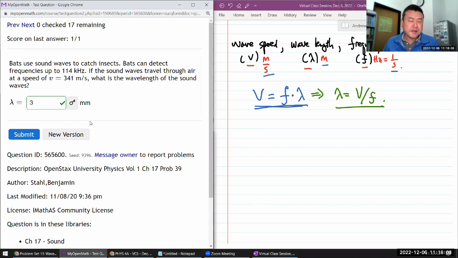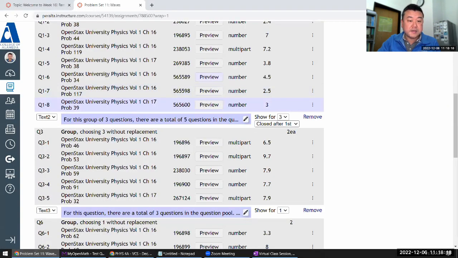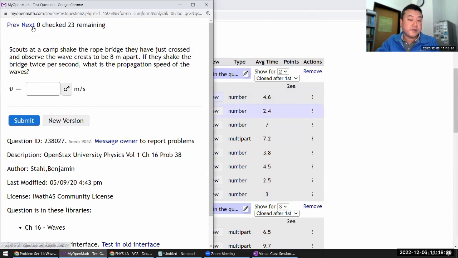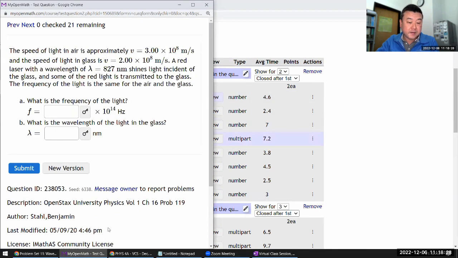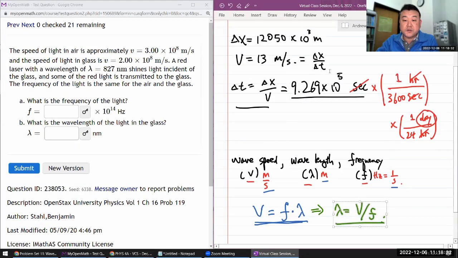That's the answer. These are relatively simple questions, both of these three questions that we've done and all the other questions in this group. It's mostly application of definitions, like the definition of frequency and other things. You could frame what we did here as a definition of speed.